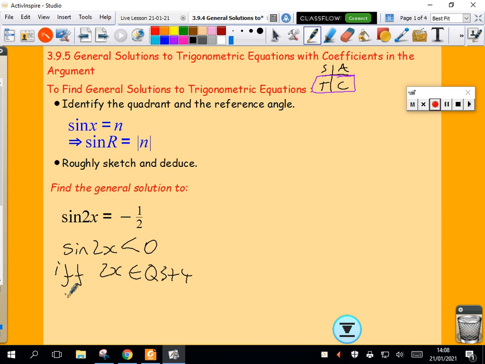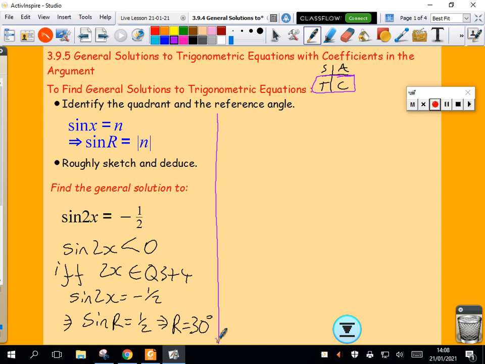Okay, we're going to identify the reference angle. First of all, if sine of 2x is equal to negative 1/2, well then sine of the reference angle is equal to positive 1/2, which of course means the reference angle must be 30 degrees. How do you find that? Well, you should know it. If you don't, then on your calculator, you just type in sine inverse of 1/2.